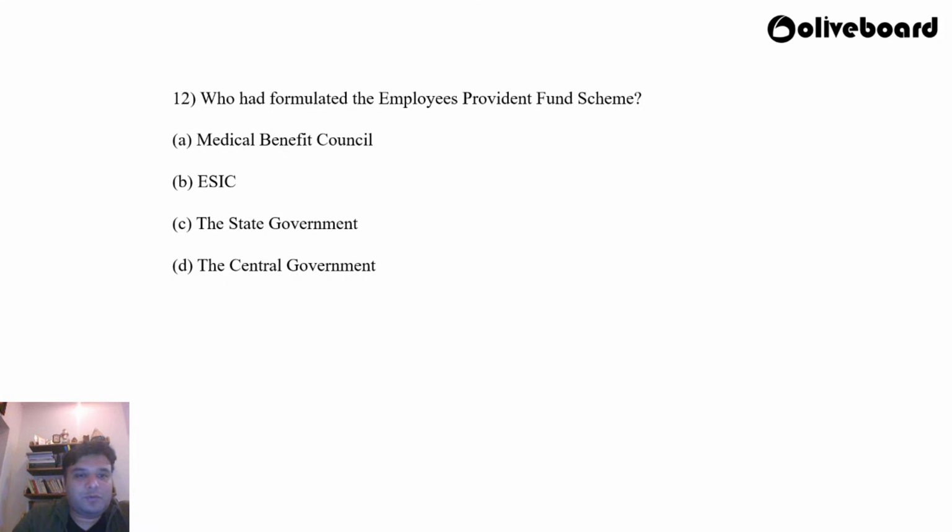Question number 12. Who had formulated the Employees Provident Fund scheme? A. Medical Benefit Council. B. Employees State Insurance Company. C. The state government. D. The central government. What do you think is the correct answer? Who had formulated the EPF?